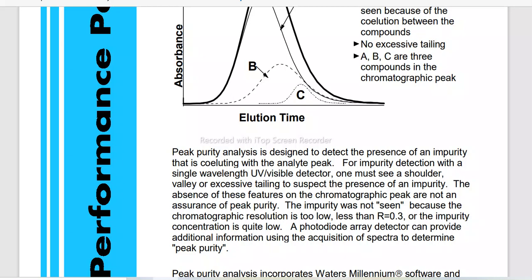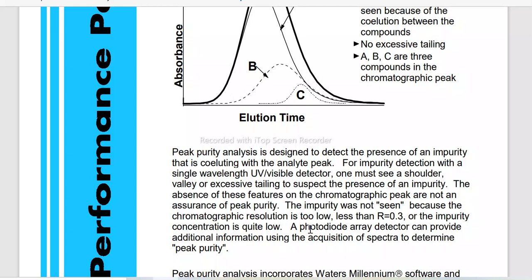When your peak purity is passed, I was explaining in my second video, which is on specificity. Go and watch it. For impurity detection with a single wavelength UV visible detector, one must see a shoulder, valley, or excessive tailing to suspect the presence of an impurity. The absence of these features on the chromatographic peaks is not an assurance of peak purity. The impurity was not seen because the chromatographic resolution is too low, less than or equal to 0.3, or the impurity concentration is quite low.